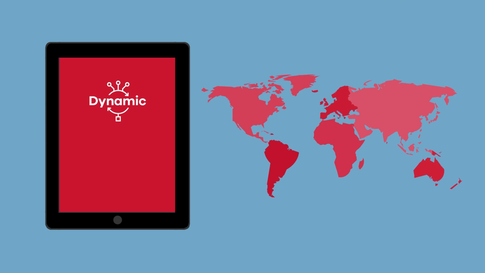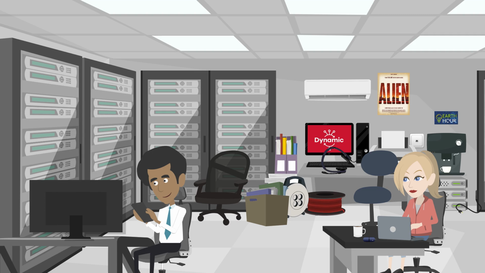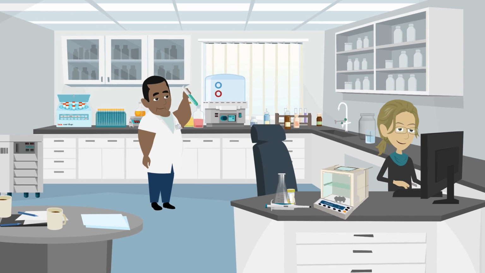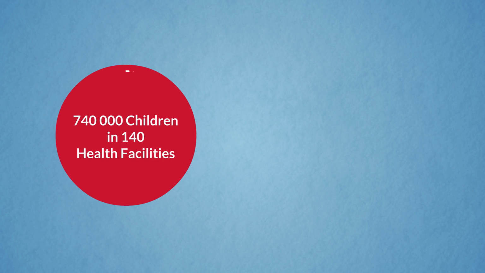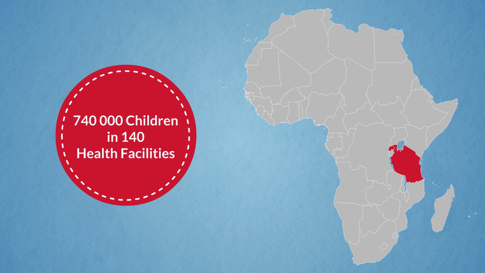Dynamic is a vast collaborative project involving health workers, IT engineers and scientists in Europe and Africa. It continues in the footsteps of the Almanac and Epoch projects. Dynamic will help more than 700,000 children in 140 health facilities across Tanzania and Rwanda.